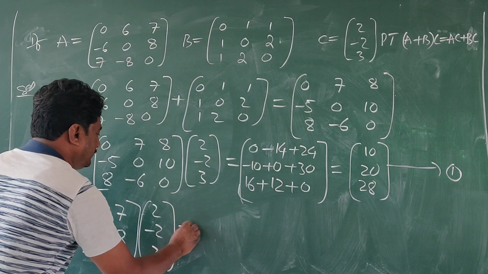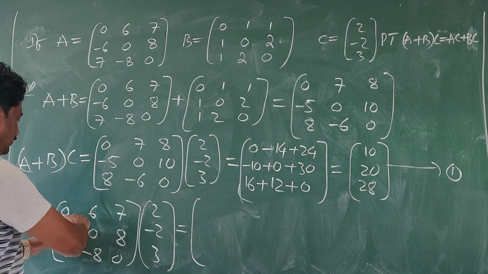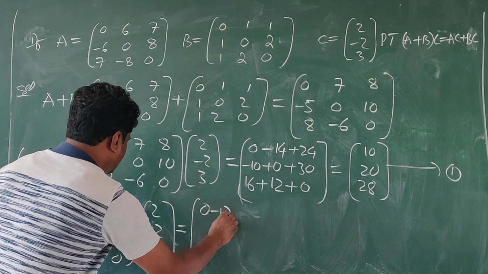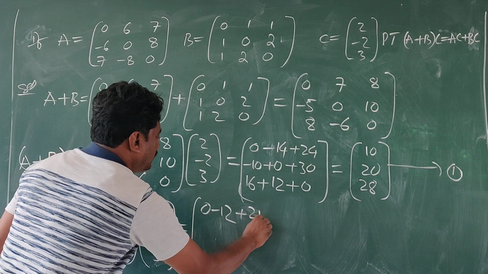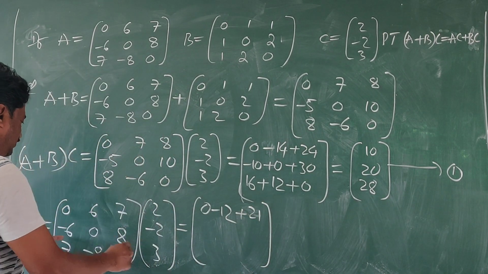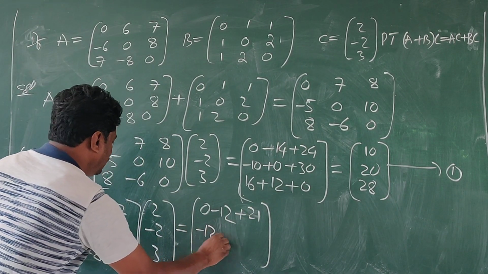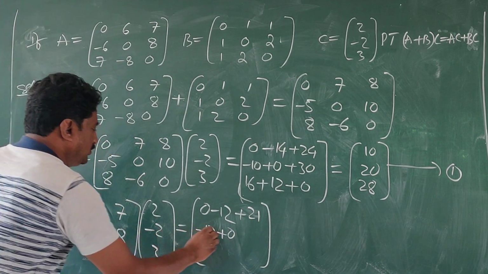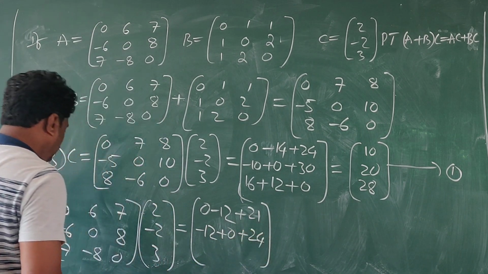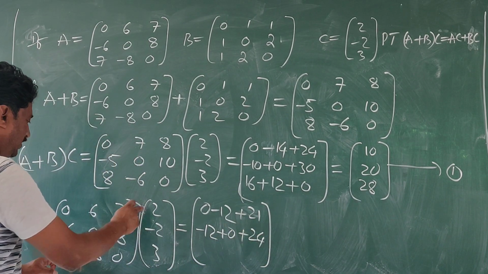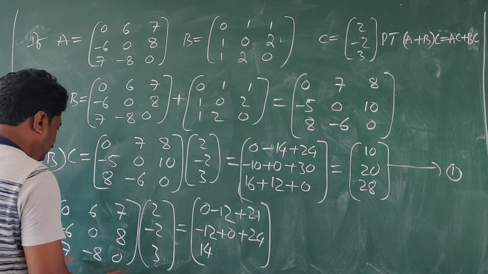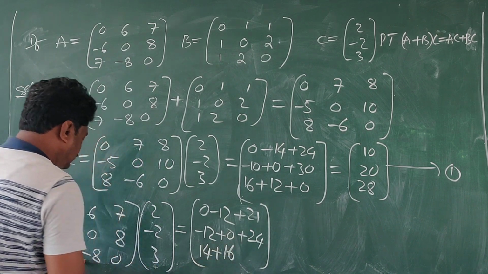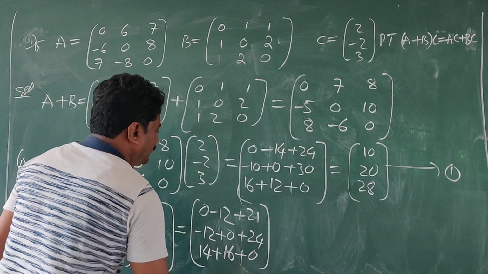First row, first column, 0. First into first, -12. 7 3s are 21. Second row, first column, -12, 0, plus 24, 24. Third row, first column, 7 2s are 14, minus into minus plus 8 2s are 16, 16 plus 0 plus 0.